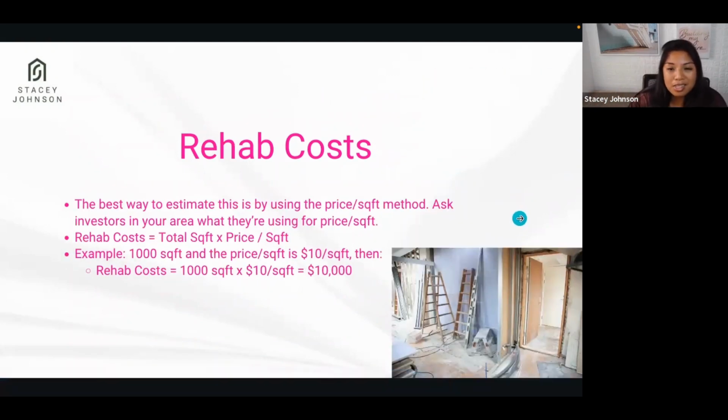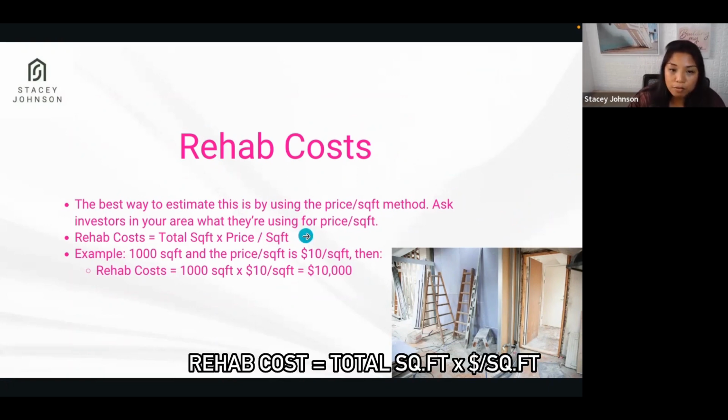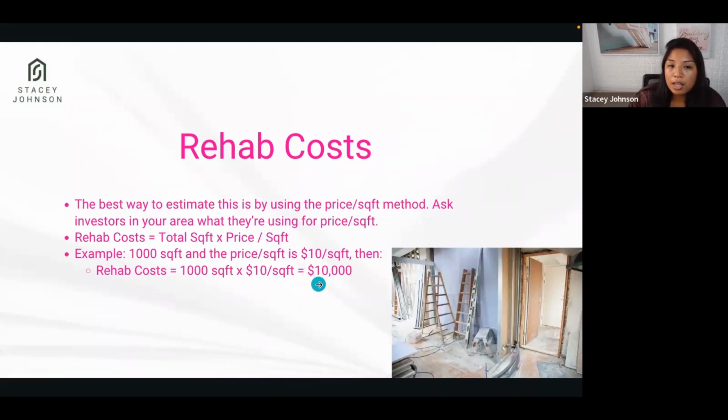Rehab costs, this is a market by market number. The best way to estimate this is by using the price per square foot method. And you want to ask investors in your area what they're using for price per square foot. You can find your rehab costs by multiplying that number by the total square foot. So if it costs $10 per square foot for a property, and it's 1,000 square feet, you just do 1,000 square feet times $10 per square foot, and you get a rehab of $10,000.